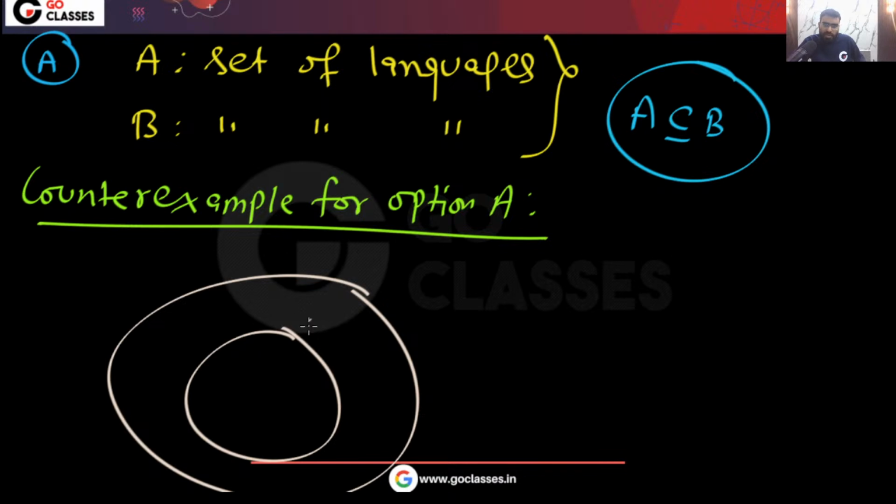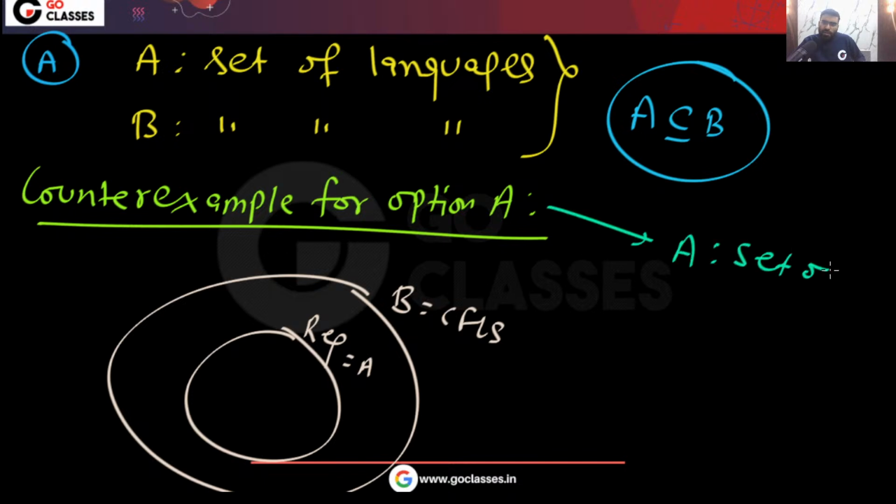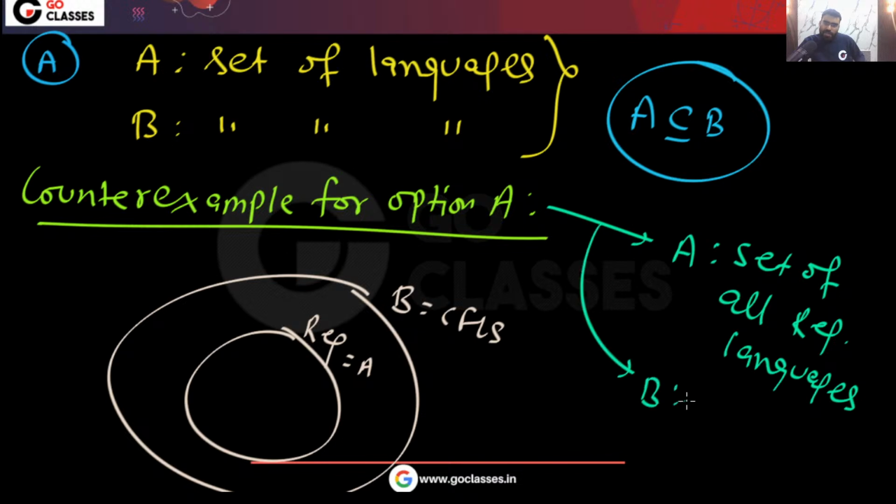No, you can assume that A is your regular languages and B is your CFLs. Is this clear? Basically, in the counter example, take A as the set of all regular languages, and take B as the set of all CFLs.